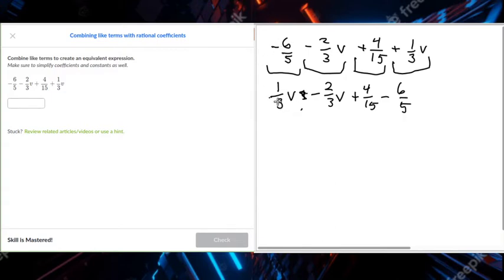So 1/3 v minus 2/3 v, I can now factor out the v, and I have 4/15 minus 6/5. So we're going to start there. So 1/3 minus 2/3.